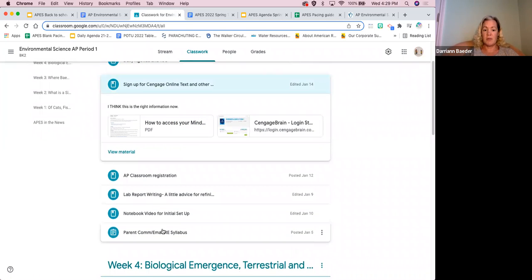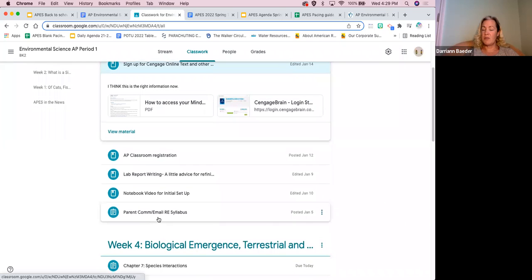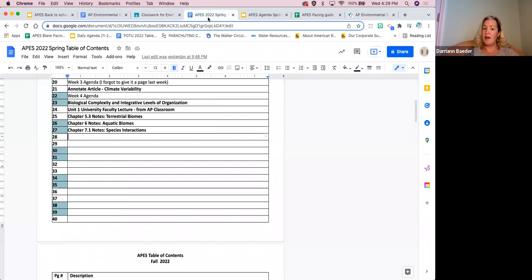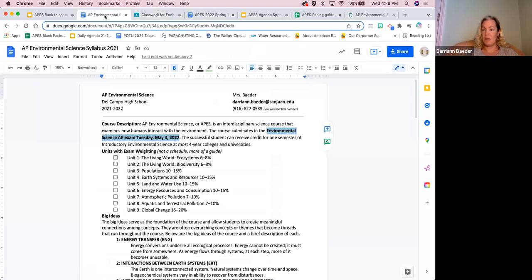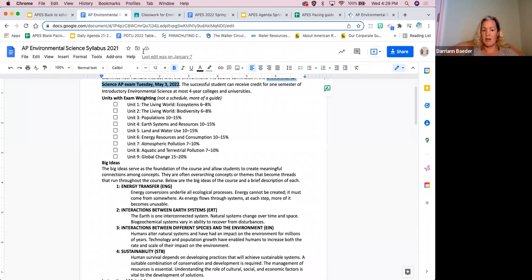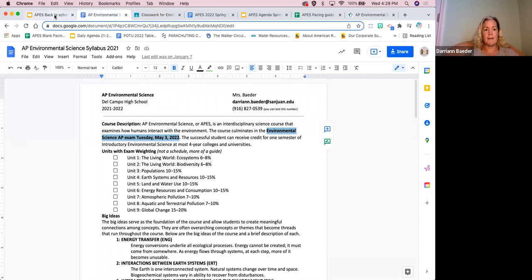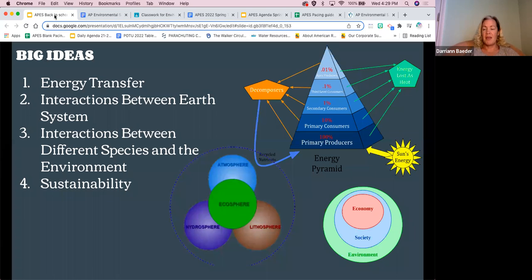Got some other resources for them, and this was their communication that was supposed to come back with me, that you actually read the syllabus, which I have linked here as well. The syllabus is linked here in Google Classroom if you need to see more of that. Many of you emailed me back a long time ago.